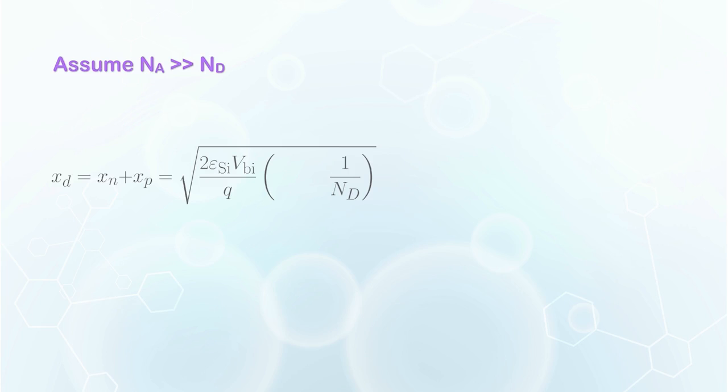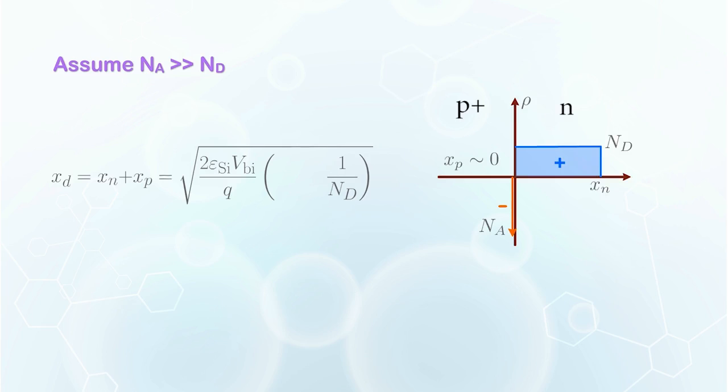For example, a p plus n junction will have a charge distribution that looks like this figure. We commonly use the plus sign to represent heavy doping. And the expressions for the depletion region width can be approximated by the one given here. The only variable is the doping concentration of the lightly doped side.